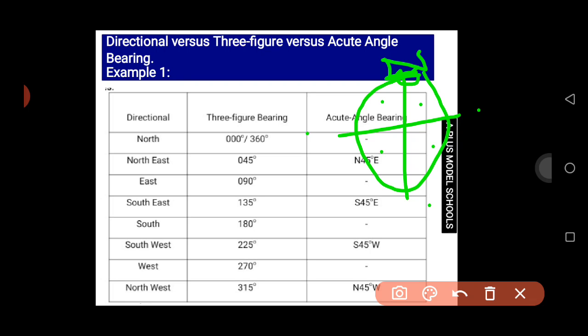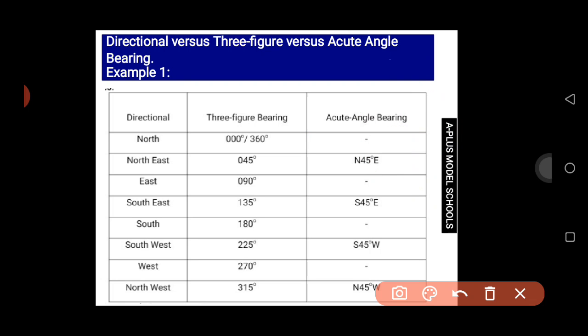So for 3-figure bearing, that is 000 degrees. Then for 360 degrees, that will give you 360 degrees. But for acute angle bearing, it does not have an acute bearing. Why? Because the angle is greater than 90 degrees.